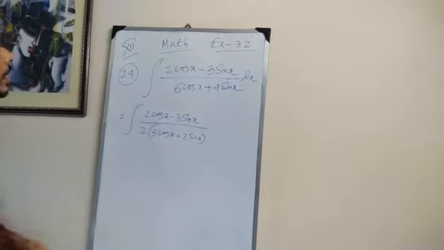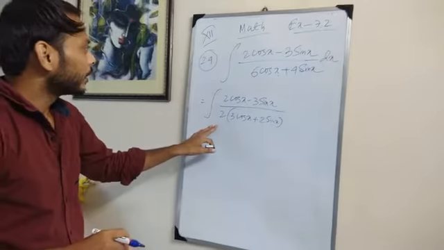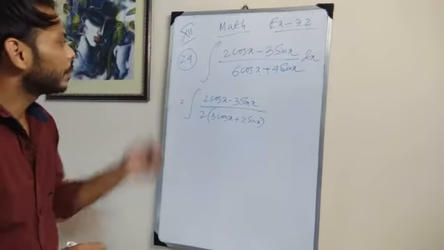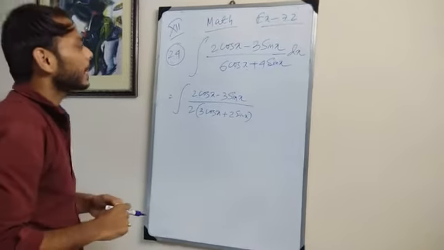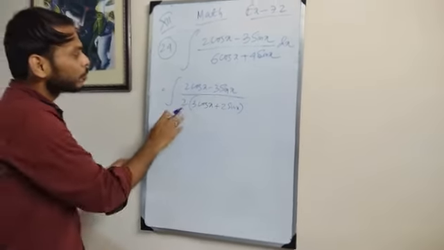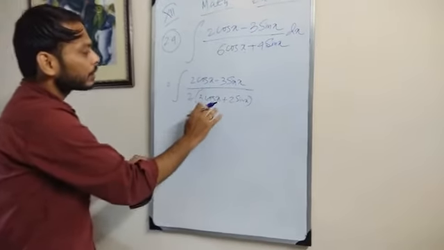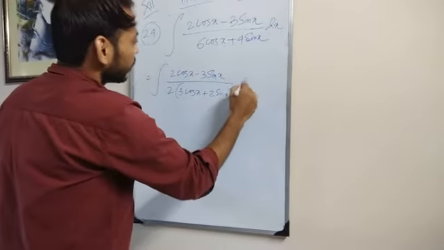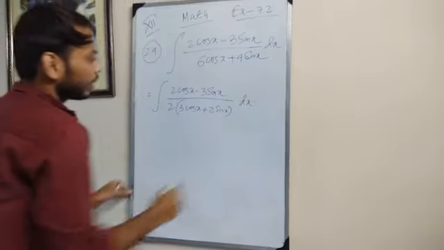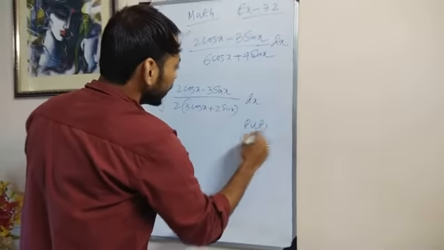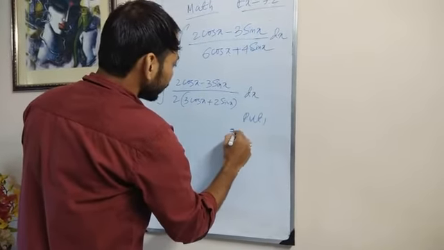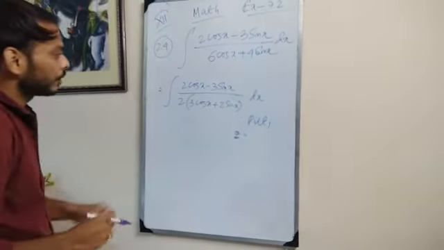Here I am taking common 2 from the denominator. That's why the numerator remains unchanged, that is 2 cos x minus 3 sin x by 2 into within the bracket (3 cos x plus 2 sin x), obviously dx. Now here we will put z equals to the portion within the bracket in the denominator.